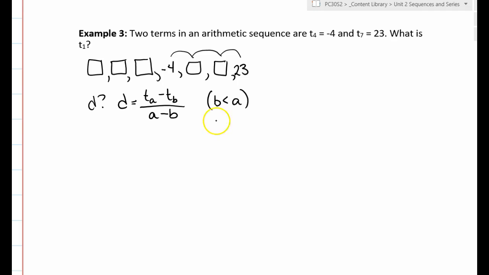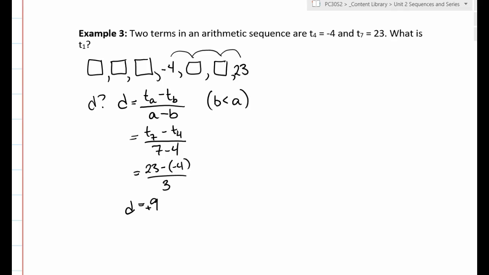Oh, and A has to be bigger than B, so B is not going to be term 1. But this technically can still work for term 1 as well. So in this particular example, we take term 7 minus term 4 divided by 7 minus 4. So it's going to be 23 minus negative 4, all divided by 3. So that's going to be 27 divided by 3 is 9. So that is my common difference.